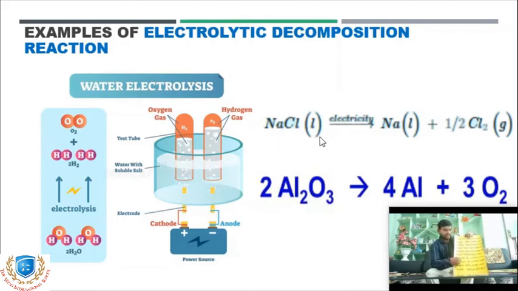In the same way, one more reaction, sodium chloride. When we take sodium chloride in the molten state and pass electricity, we obtain sodium metal and chlorine gas. This also comes under electrolytic decomposition reaction. In the same way, aluminum oxide. Aluminum oxide is called bauxite. From this bauxite we can extract aluminum metal. It also comes under electrolytic decomposition reaction. When we pass electricity through aluminum oxide in molten state, it converts into aluminum metal and oxygen gas. These chemical reactions are called electrolytic decomposition reactions.